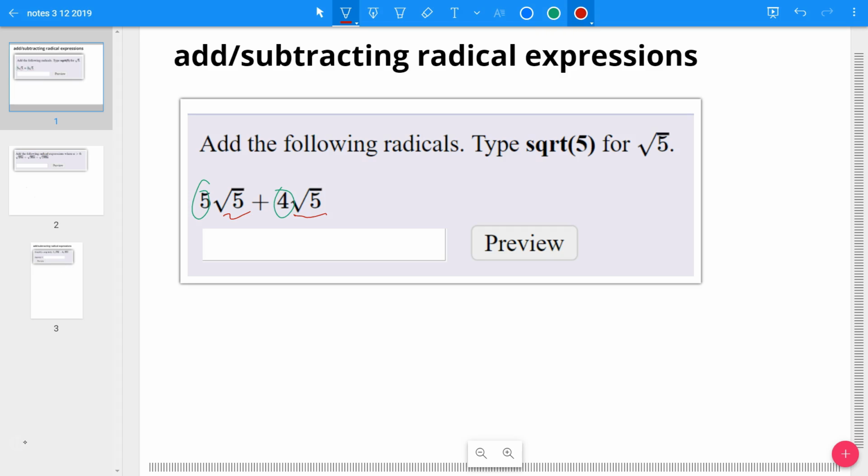So we do it this way. You take the 5 and the 4 and you add them together. It's going to give you 9. And then you copy the radical one time, so it gives you root 5. So that's the square root of 5. In other words, 9 square root of 5.